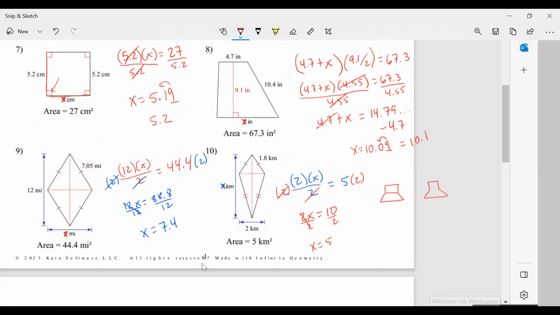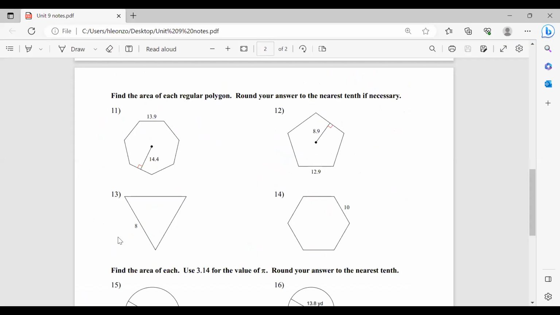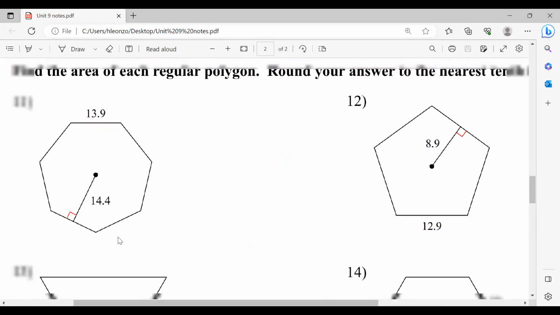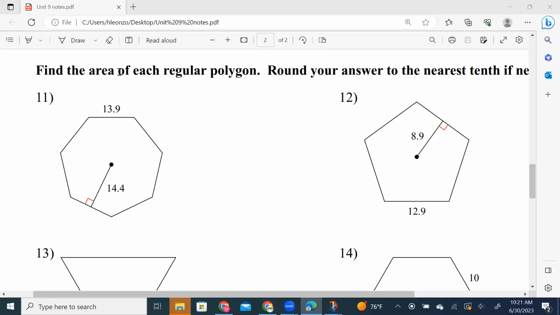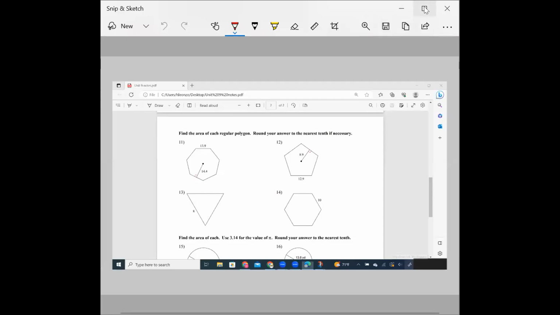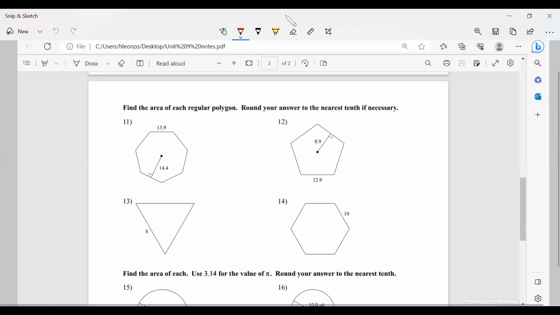Now, another thing we're going to move on to finish this lesson is what we call polygons or regular polygons. Poly means sides. And then regular means all the sides are equal. So we're going to be looking at area of regular polygons.